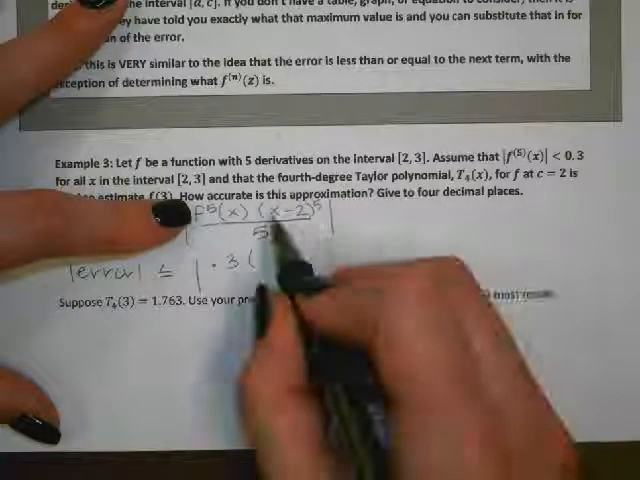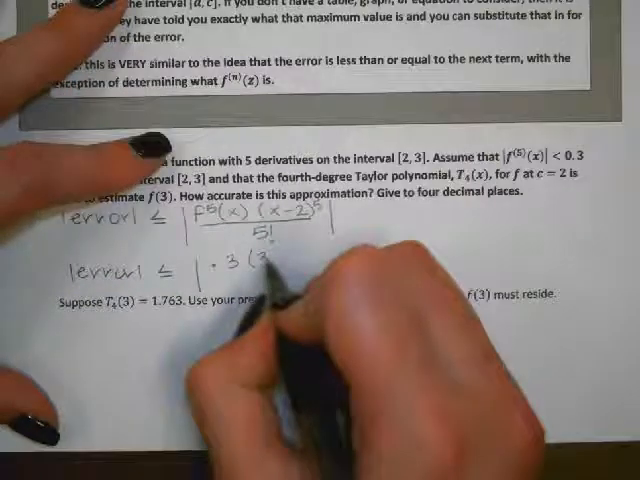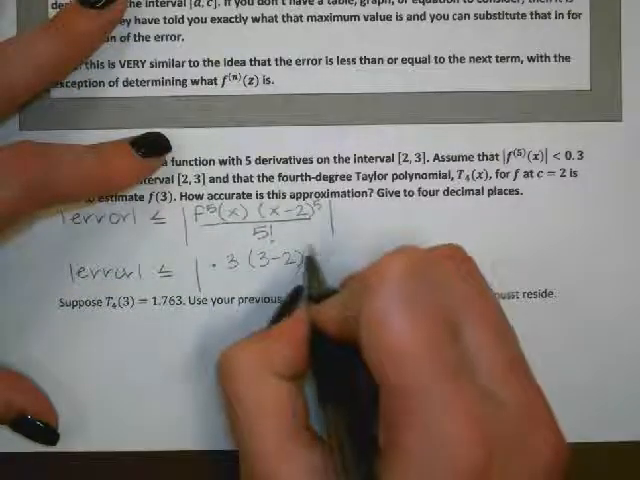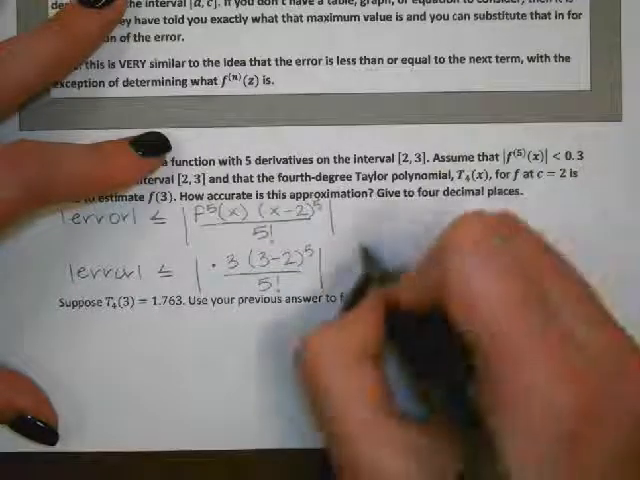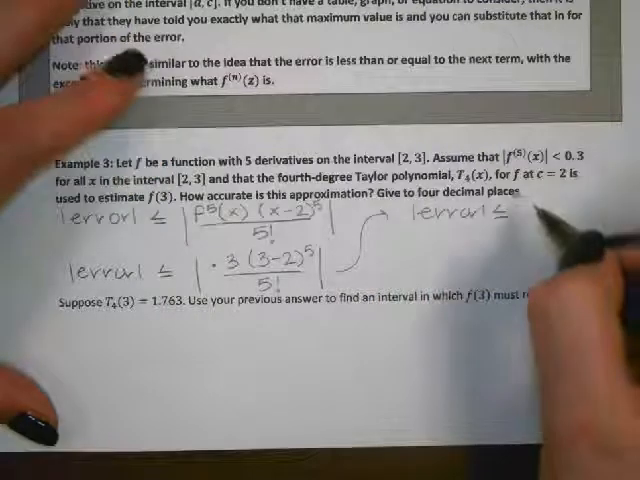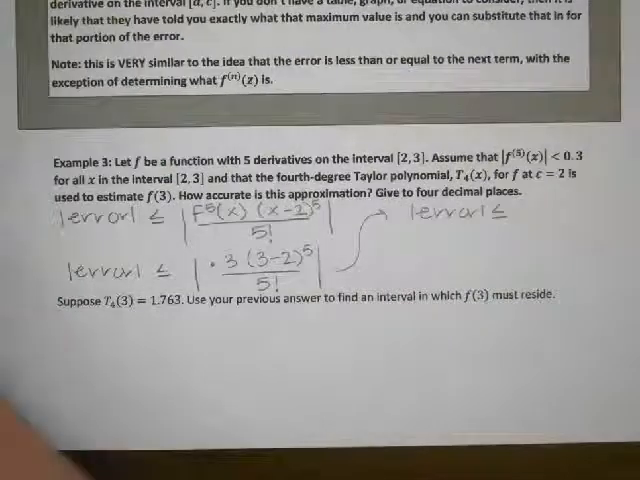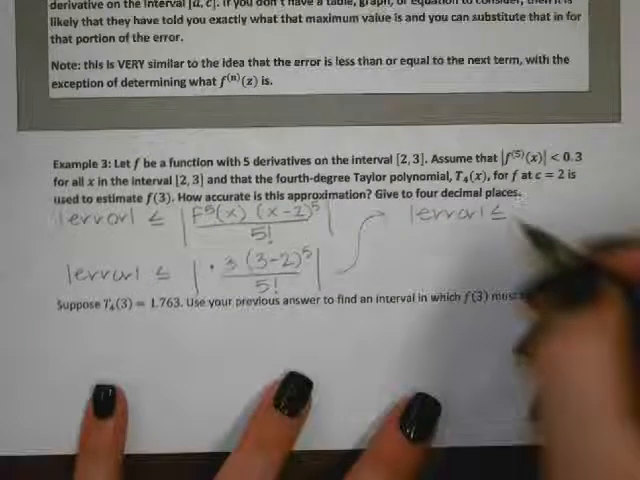It could be closer than that, but that's the biggest number away that it could be. And then here I'm going to take the x value that I'm using to evaluate, so I'm going to plug in 3. 3 minus 2 to the 5th over 5 factorial. And so that means that my error is less than or equal to, and if you type this into a calculator, let me check my notes, you get 0.0025.